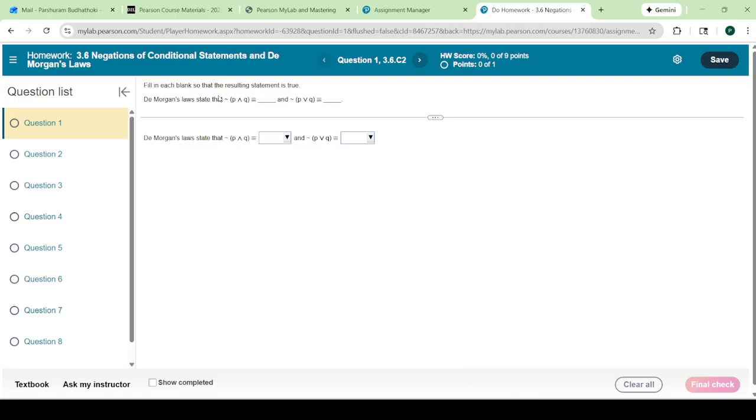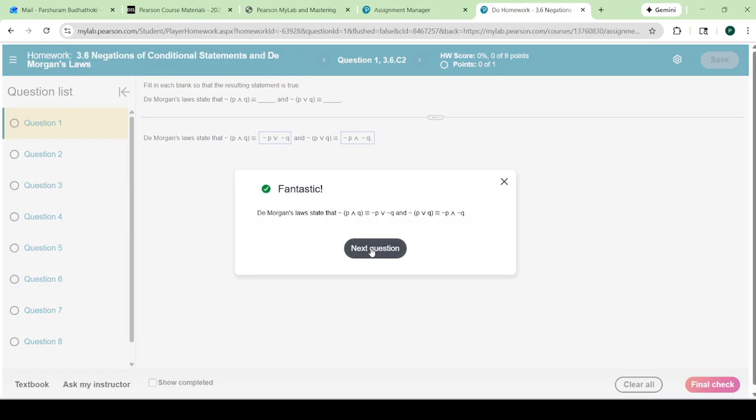De Morgan's law states that negation of P and Q is equivalent to negation of P or negation of Q. Similarly, negation of P or Q is equivalent to negation of P and negation of Q. Look, when you apply the negation, this and becomes or. When you apply this negation, this or becomes and. That's all. That's De Morgan's law.